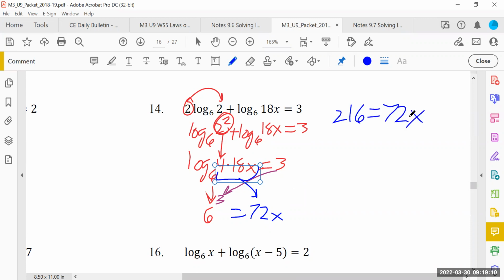And then just divide both sides by 72. Go ahead and try it on a calculator. Should work out really nicely. Is it like 3? What's 216 divided by 72? It is 3. Excellent. So we end up with 3 is x. Now, everybody's full attention right now. Were we good with that one?